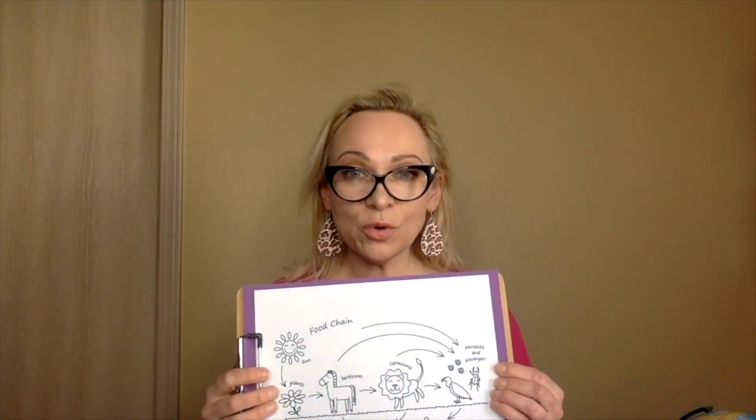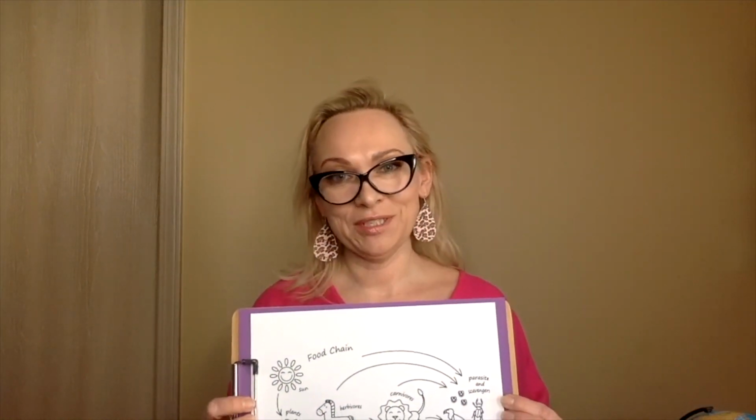In science, we use different kinds of scientific models to show how things work. For example, this globe is a scientific model of our Earth. So we use a model called a food chain to show eating relationships in an ecosystem.